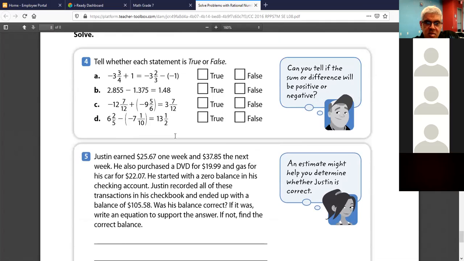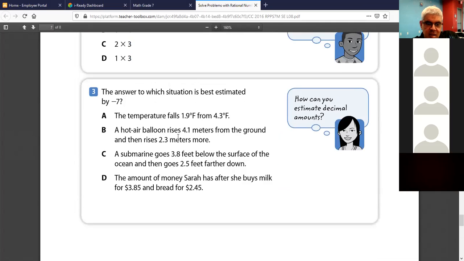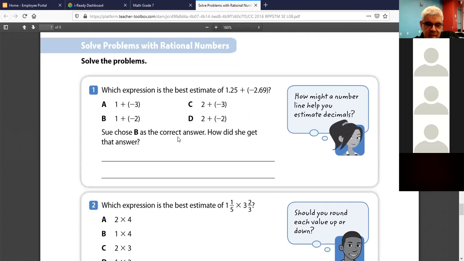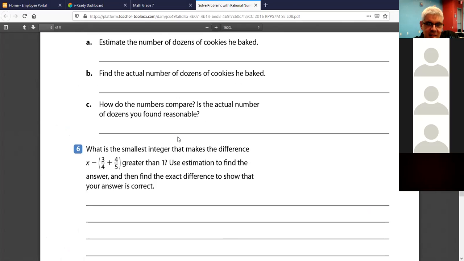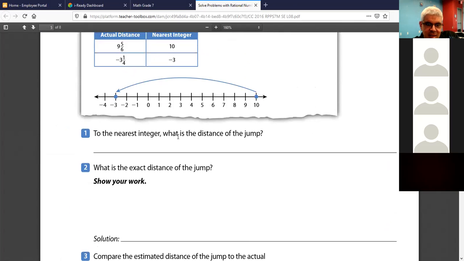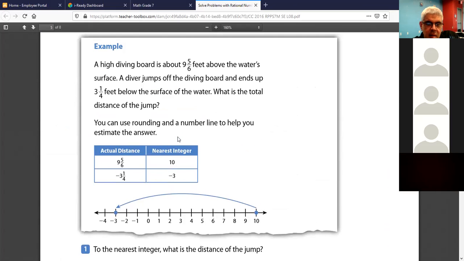Now they want us to do a problem with fractions, so I'm gonna pick one. This will leave it as an estimation. Okay. We're gonna do this together.